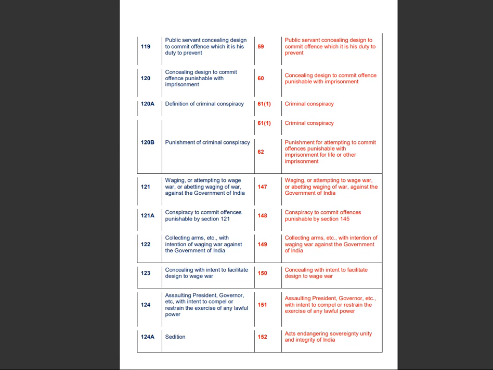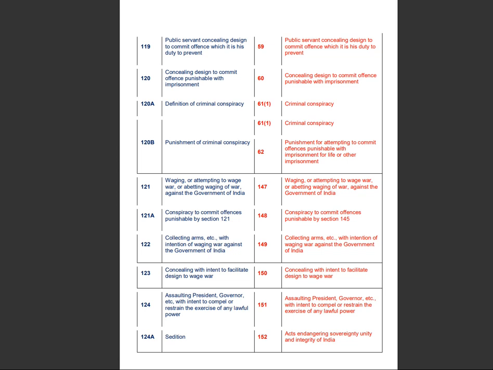Section 121 of the Indian Penal Code deals with waging or attempting to wage war or abetting waging of war against the government of India, whereas Section 147 of the BNS deals with waging or attempting to wage war or abetting waging of war against the government of India.